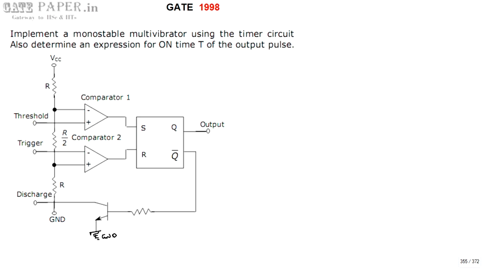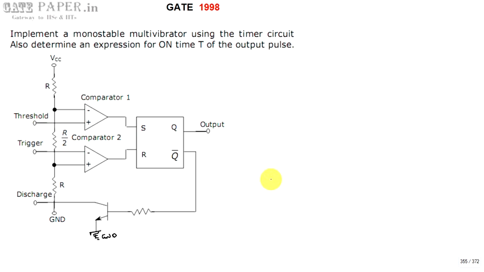So this is the 555 timer. With the help of the 555 timer, we can get astable and monostable multivibrators as well as Schmitt trigger. Here we are interested in the monostable multivibrator operation. That is, by using this 555 IC timer, you are going to get the monostable multivibrator operation as well as the pulse width expression.